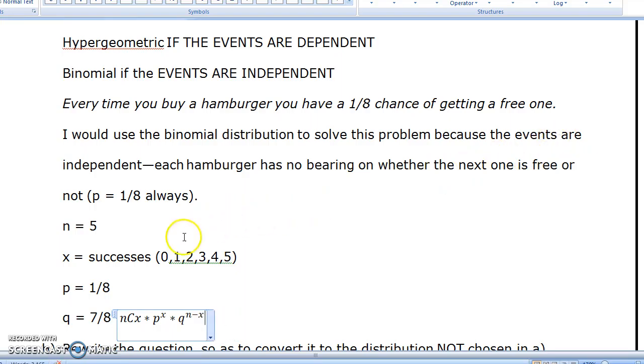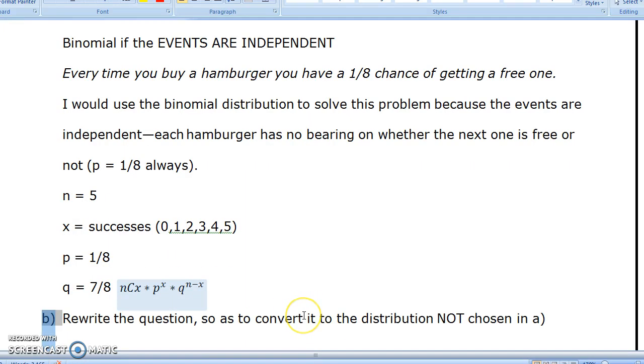We would just use that formula to work out the probability of getting 1 hamburger, 2 hamburgers, 3 hamburgers free, and so on. How many free ones did he get? We could calculate E(X) very quickly. It's just equal to NP, which is 5 times 1/8, which is equal to 0.625, hopefully.